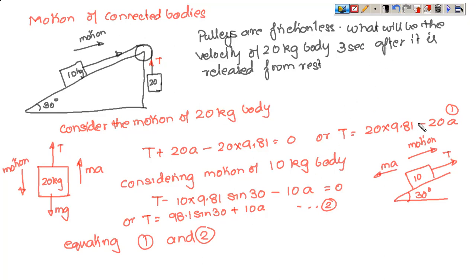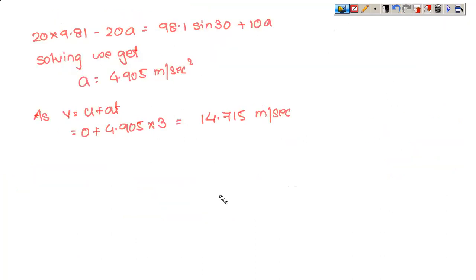Now you have two equations, 1 and 2. So let us equate 1 and 2. Both represent the tensions. So if you equate 1 and 2, you have this equal to 98.1 sin 30 plus 10a. If you solve, a is the only variable that you need to solve. So a comes out to be 4.905 meters per second square.